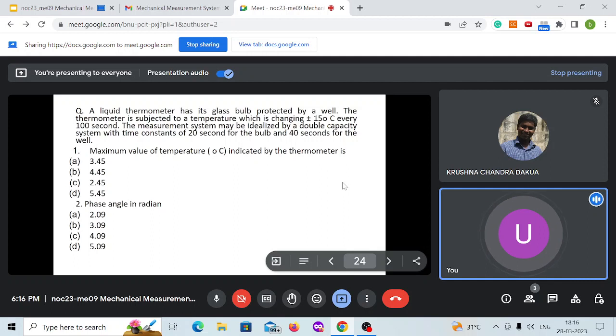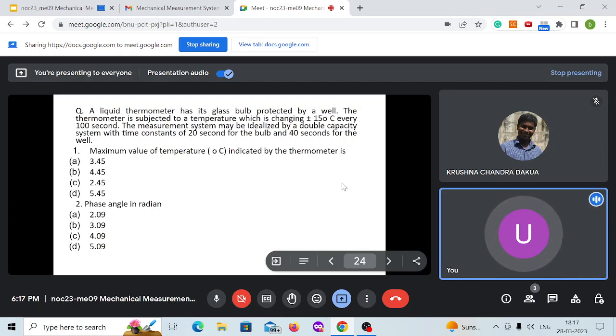Next, it's a linked question. We have a passage and three questions linked to that. The question is about a liquid thermometer. There's a liquid thermometer with a glass bulb protected by a well. Assuming the old type thermometer, you have mercury and outside you have glass. That kind of thermometer is protected by a well and a glass bulb. The thermometer is subjected to a temperature which is changing by plus or minus 15 degrees Celsius every 100 seconds. So it's changing between plus and minus 15 from the mean value every 100 seconds.